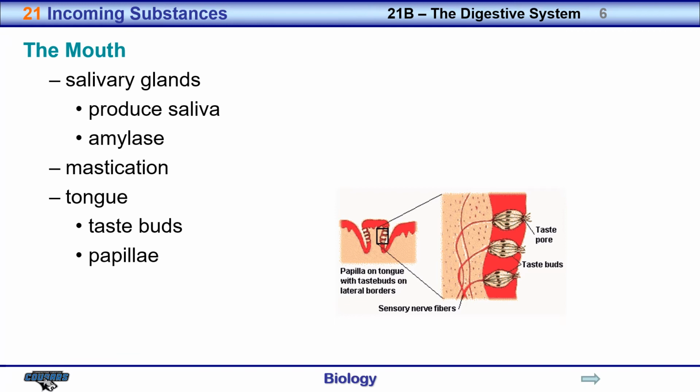So you have all these little bumps, these little papillae, and the taste buds are located on the edges of these papillae, not the very top of them, but on the edges of them. And then they have special taste pores where the chemicals that are in the food will cause certain sensory nerves to be stimulated by their presence.